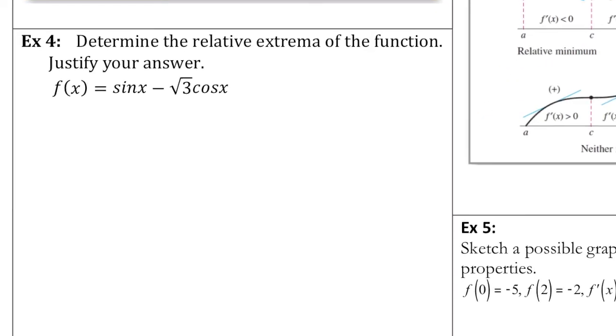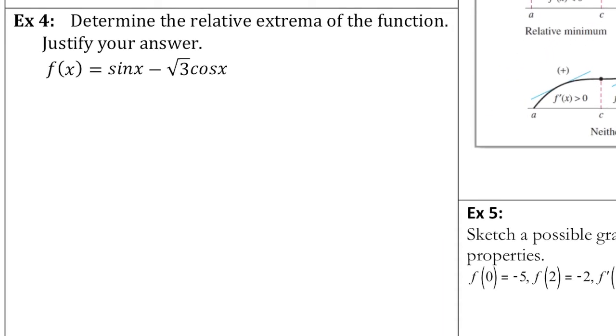Now, example 4, we're going to determine the relative extrema of our trig function, because we can never forget those trig functions. First, we find the derivative. F prime of x is going to be equal to the cosine of x plus root 3 sine of x.